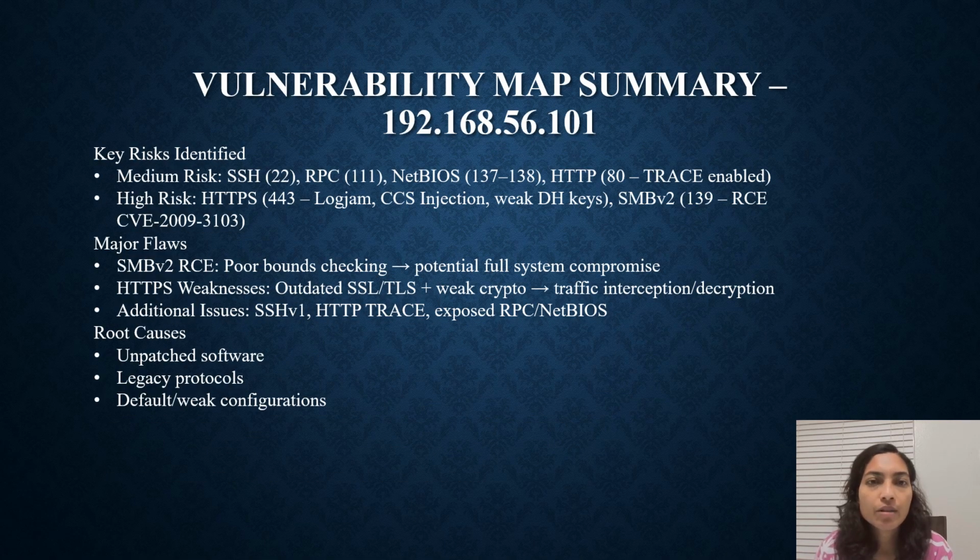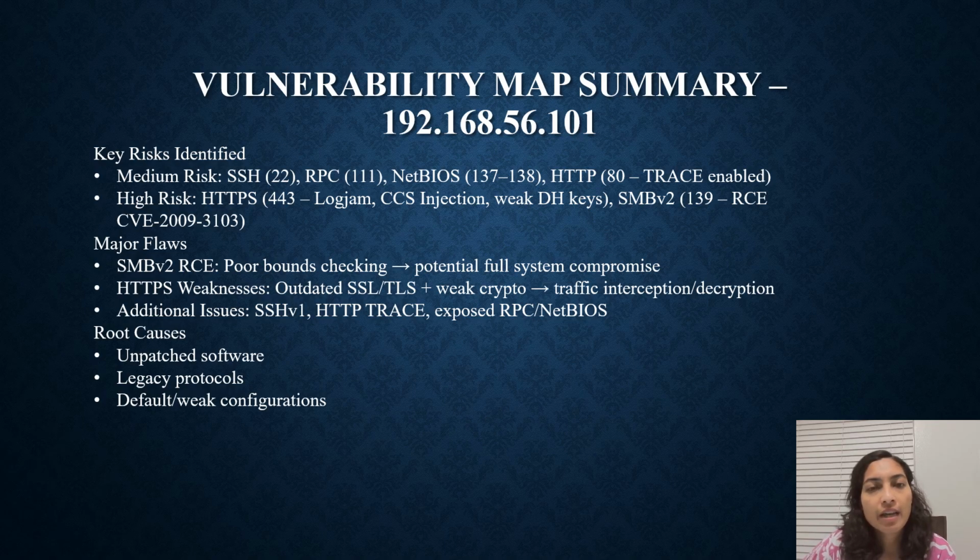For this part of the project, I created a vulnerability map for the Qioptrix system running at IP address 192.168.56.101. The goal was to lay out all the open services, identify the risk associated with each one, and figure out which areas needed the most attention. So here is the map.